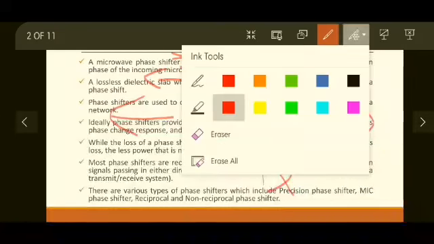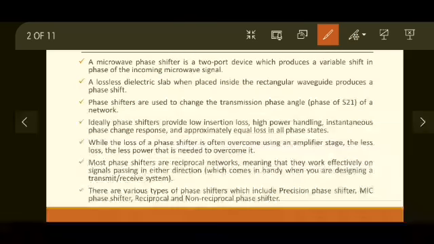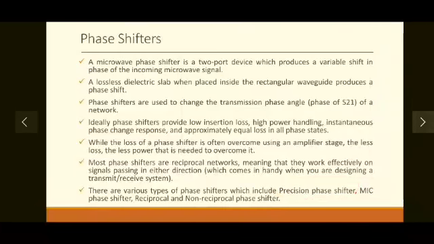The various types of phase shifters are the microwave precision rotary phase shifter, the microwave integrated circuit phase shifter, the reciprocal phase shifter, and the non-reciprocal phase shifter. These are the basic types, out of which we are going to see only one type, that is the precision rotary type phase shifter. Okay, so let's see what it is.